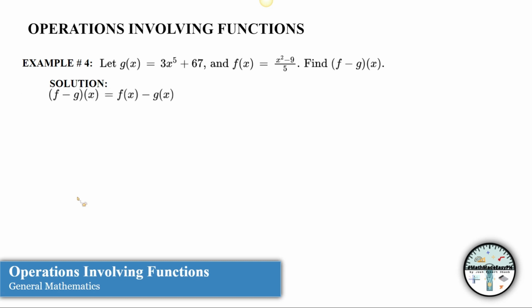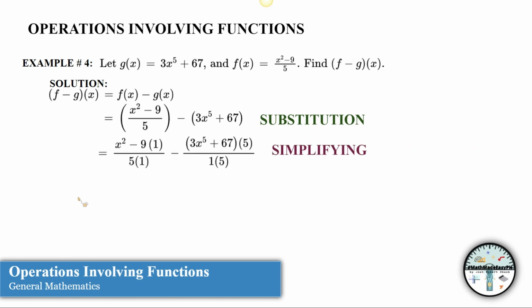So, f minus g of x is equal to f of x minus g of x. Okay, so substitute lang natin si f of x. So, maging x squared minus 9 is equal to 5 minus 3x raised to 5 plus 67. So, substitution, that's important. And after that, we simplify it. So, we know that 3x raised to 5 plus 67 has an invisible 1 on its denominator. So automatically, we will make it a fraction.